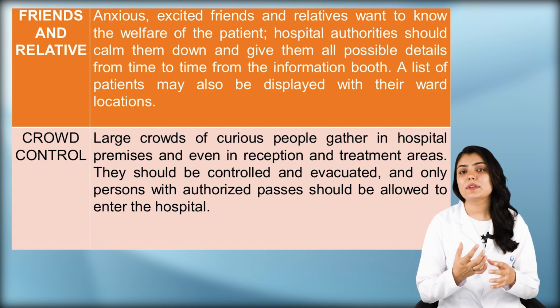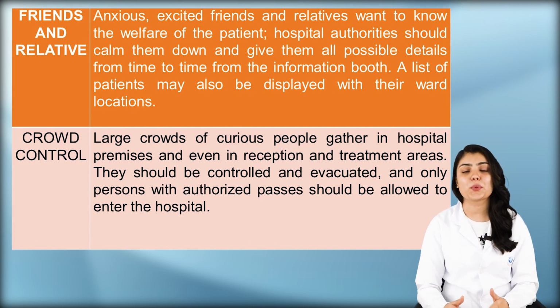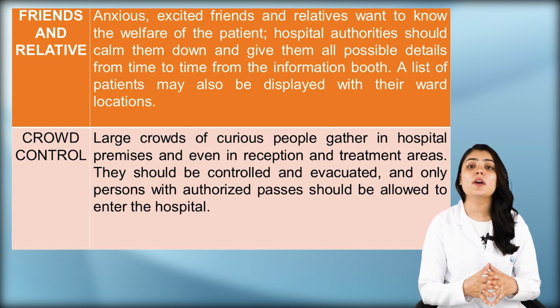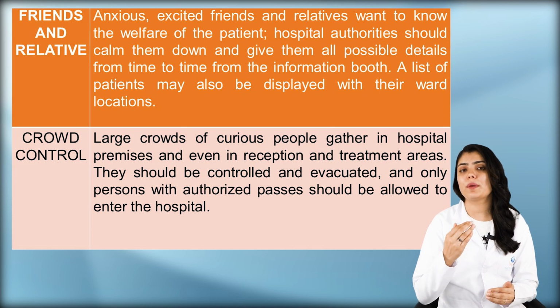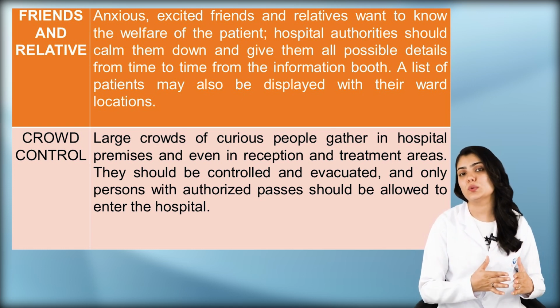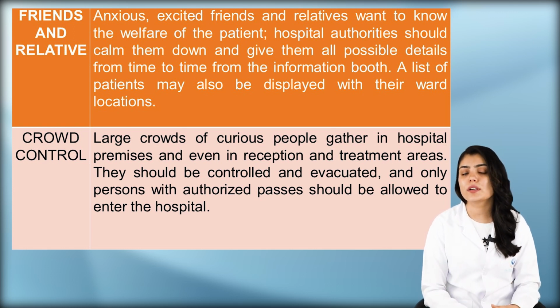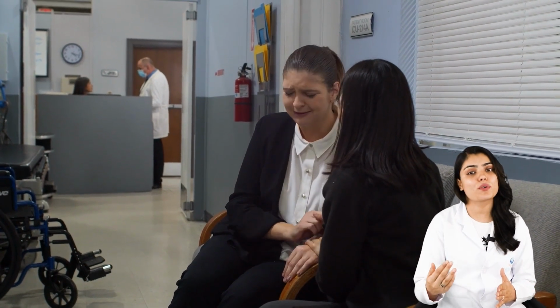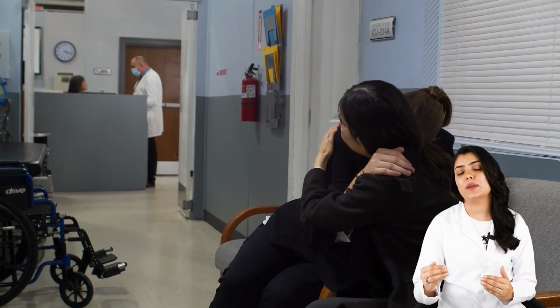Another issue that can be seen in the hospital at the times of disaster is friends and relatives of the patient. Now, the patient's family members and friends may be anxious, they may be stressed out because of the disaster as well as what has happened to the patient. Therefore, it is the responsibility of the healthcare workers to ensure that time to time information, the update about the progress in the patient's health, must be given to the patient's family as well as friends through the information booth.